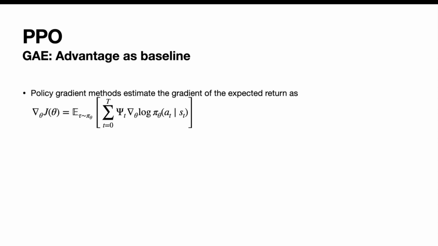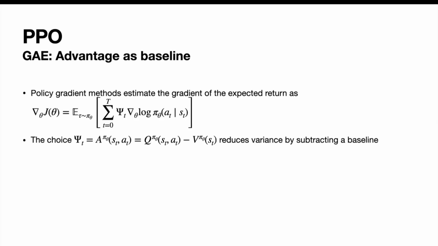Now let's connect this to advantage estimation. Policy gradient methods estimate the gradient of the expected return by weighting each action's gradient with a per step signal psi t. A good choice of this weighting signal is the advantage A πθ of ST, AT. It is defined as Q πθ of ST, AT minus V πθ of ST. This choice reduces variance by subtracting a baseline.